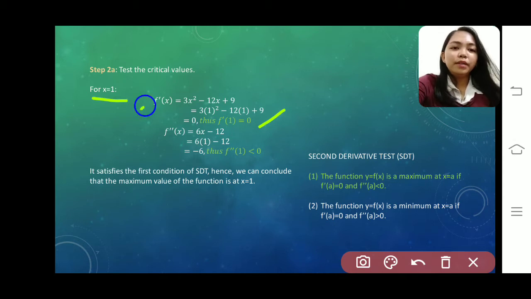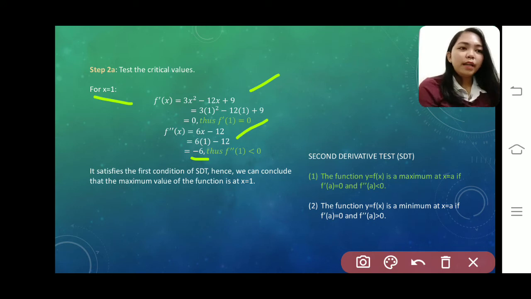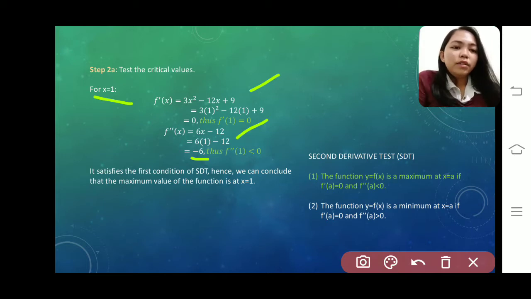So, from the first derivative, the equation 3x squared minus 12x plus 9, nakuha natin si second derivative, which is equal to 6x minus 12. So, anong gagawin dito? Substitute nyo lang si value ng x natin, which is 1. So, we have negative 6. Thus, we have a negative value of our second derivative. Therefore, ang sinatisfy niyang condition is yung first condition. Therefore, we considered x equals 1 as the maximum value of our function.